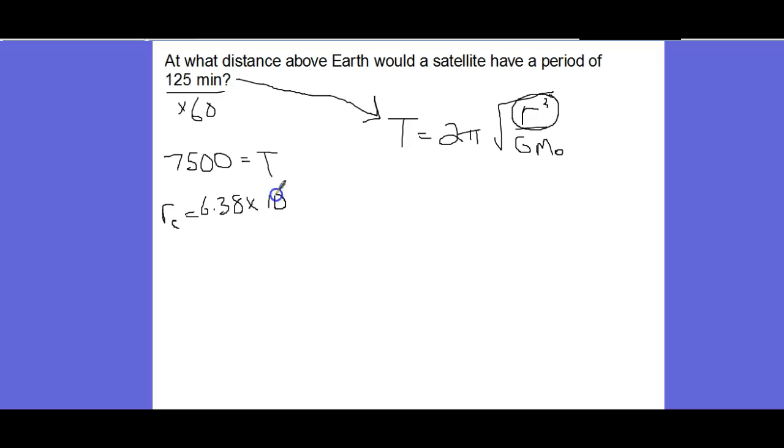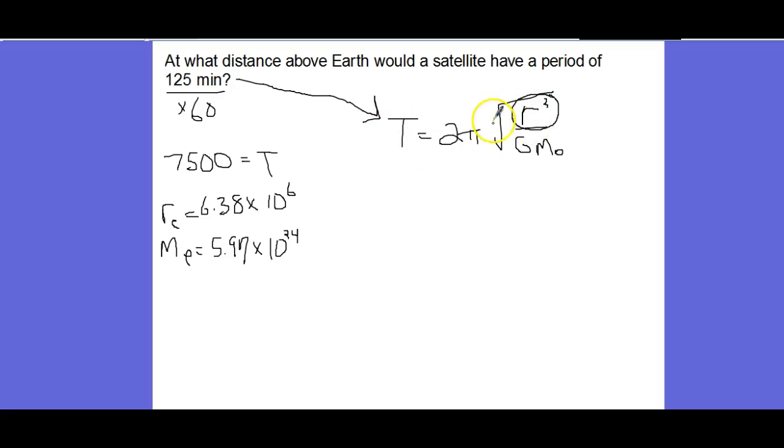Let me put this in. Okay, the mass of the Earth, we're going to need that. That is 5.97 times 10 to the 24th, really big number. And then we've got G. So then we just need to rearrange this equation.